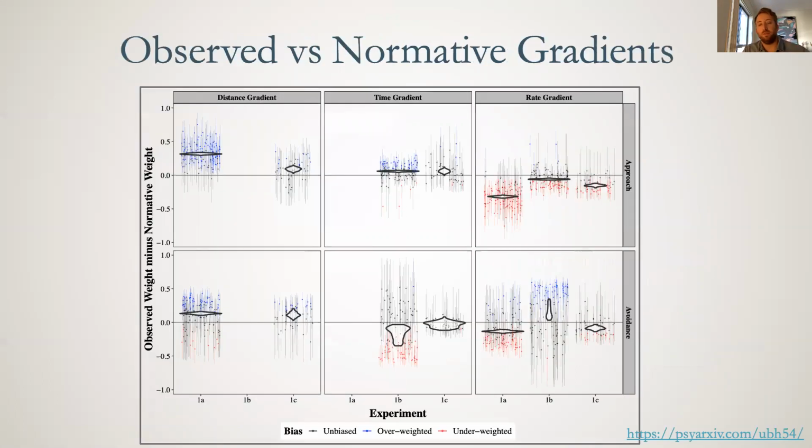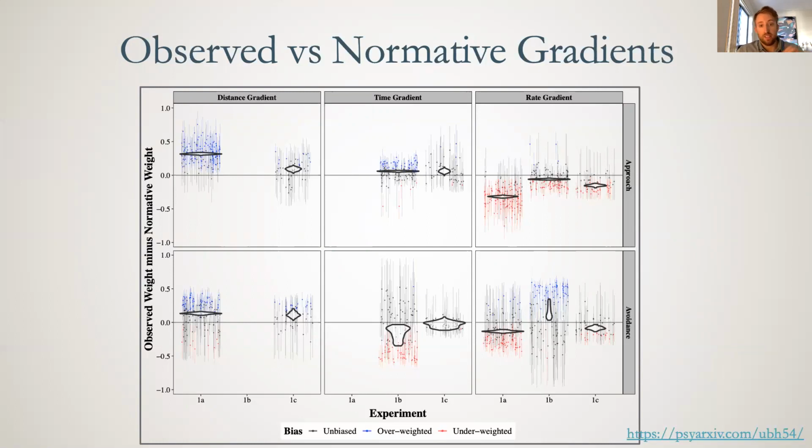What we can also do with this model is look at how gradients estimated from participants compare to what a normative model would do. So to look at this, we use dynamic programming to derive the decisions that would maximize the potential for goal achievement in this task. And then we fit the exact same model to those normative decisions. And that means we can compare the weights that people place on each gradient to the weight that the normative model would place on each gradient to get a sense of whether people are, say, underweighting or overweighting certain gradients.